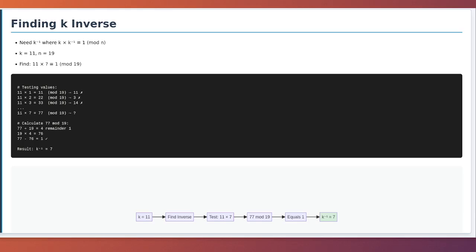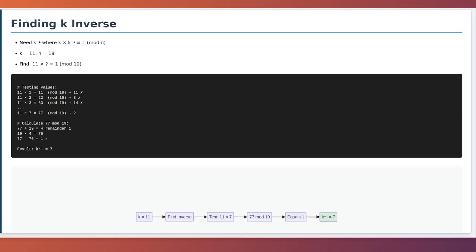Finding k inverse. Now we need to calculate S, the second component of our signature. The formula is S equals k inverse times the quantity z plus r times d, all modulo n. Let us break this down step by step. The first thing we need is k inverse, which is the multiplicative inverse of k modulo n. We have k equals 11 and n equals 19.